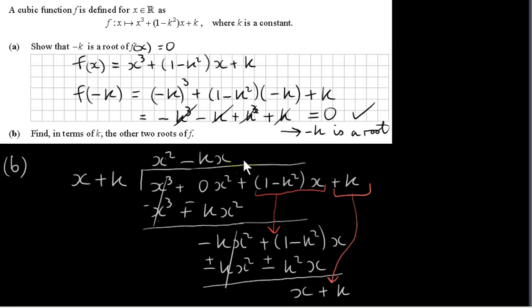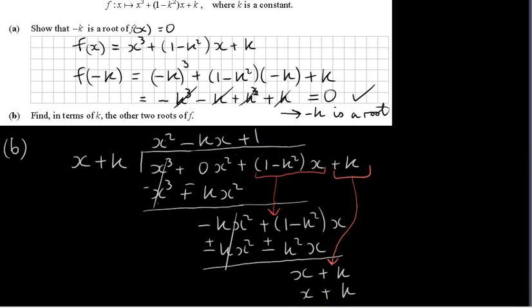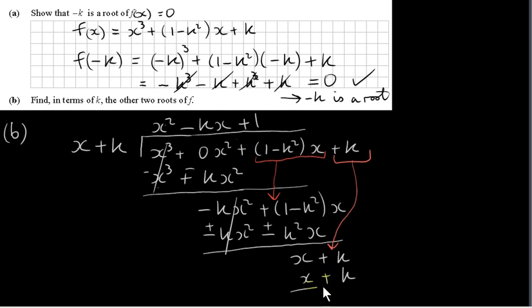Divide x into x, goes once. Then we multiply 1 by x, and then 1 by k. And we get x plus k, and that's a good sign, because when we subtract here we get 0. Eventually we have to get a remainder of 0, because we know from the factor theorem that x plus k is a factor of this expression f of x.